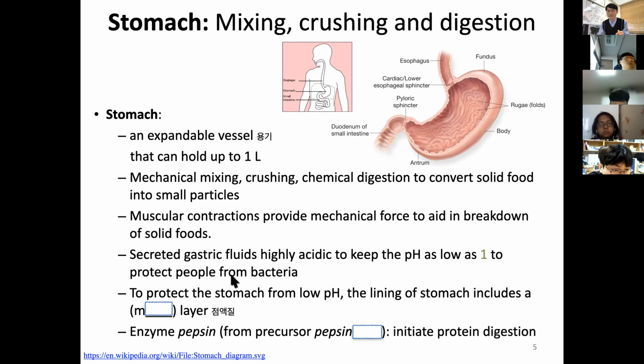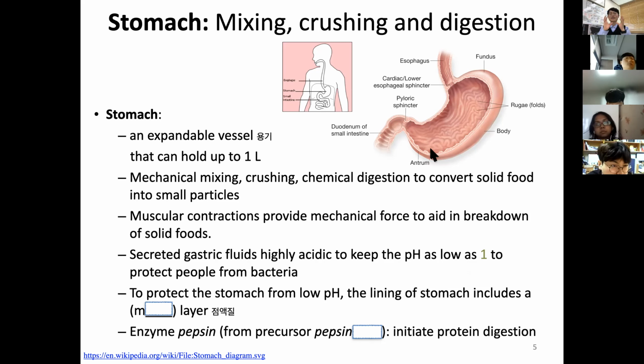Why? To protect us from bacteria, because we've got a lot of bacteria coming from the food and from elsewhere. Okay, so what does this pH of 1 mean? Remember your normal physiological pH in the body is 7.4. Let's say 7. 7 compared to 1 is 6 digits, which means 1,000,000 times higher concentration of hydrogen ions. Okay, so then your natural question is, hey, that's really harsh condition.